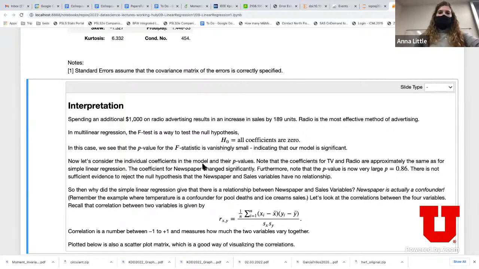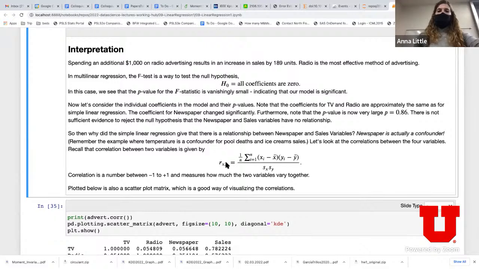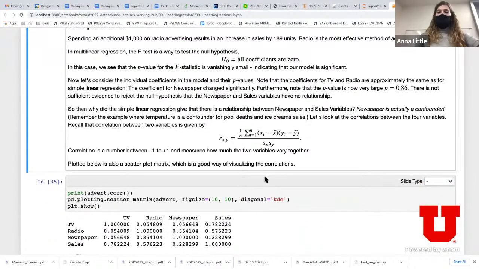So one thing that we can take a look at is the linear correlation between these variables that we're looking at in the data set. You remember from our previous lecture that this is how you define the linear correlation between two variables x and y. You add up the centered xi times the centered yi, and you divide by the standard deviation of x and the standard deviation of y. And this will always be a number between -1 and 1, which measures how much the two variables vary together in a linear way.